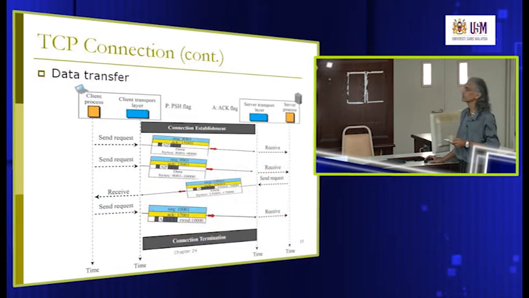So now we send one packet, and then we send another packet. Now it's sequence number 8001. The next sequence number is 9001, because we sent 1000 bytes here. Right? So it automatically increments. The acknowledgement is still the same, because we have not heard any reply from the server yet.